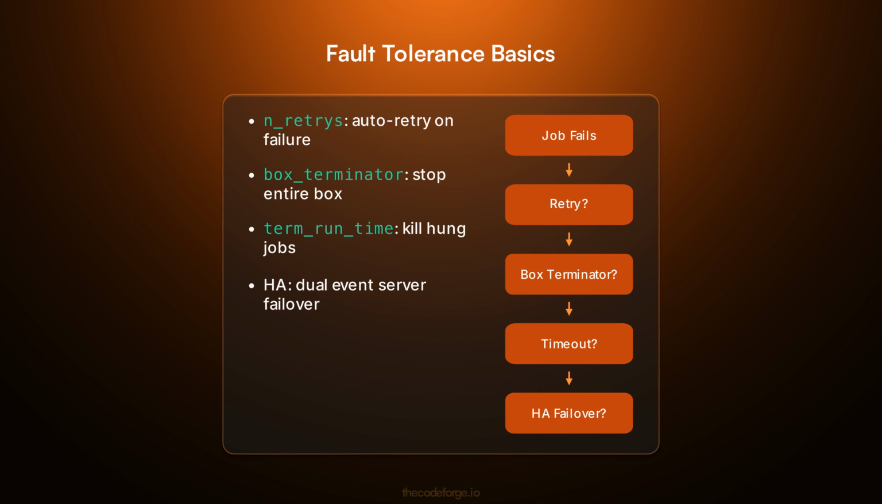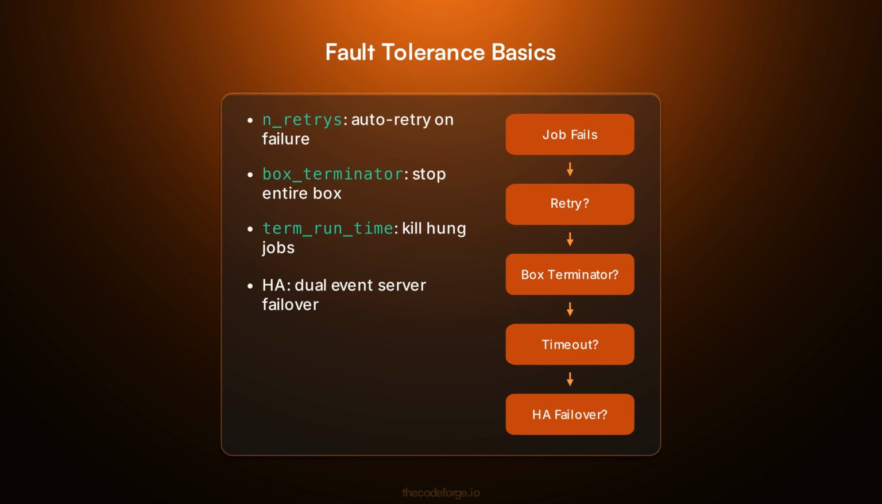AutoSys provides several fault tolerance mechanisms. The nretries attribute controls automatic retry attempts. Box terminator stops an entire box when a critical job fails. Term runtime kills jobs that run too long. And for infrastructure resilience, dual event server HA provides automatic failover.